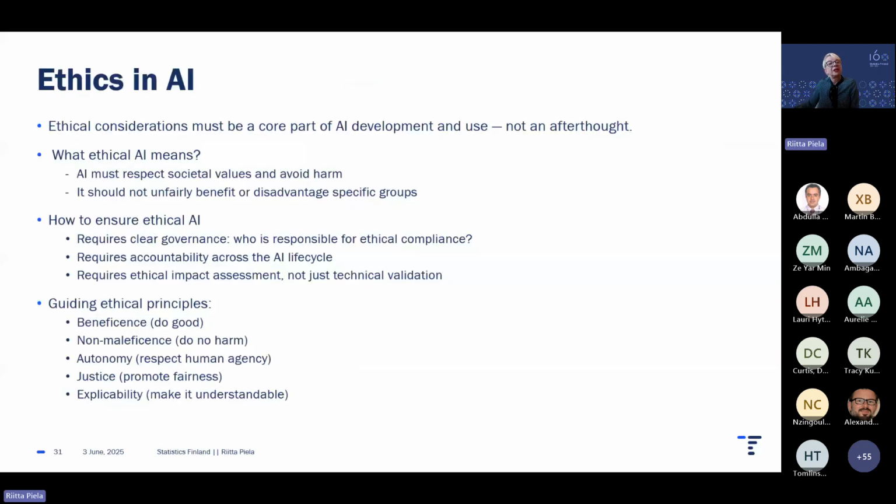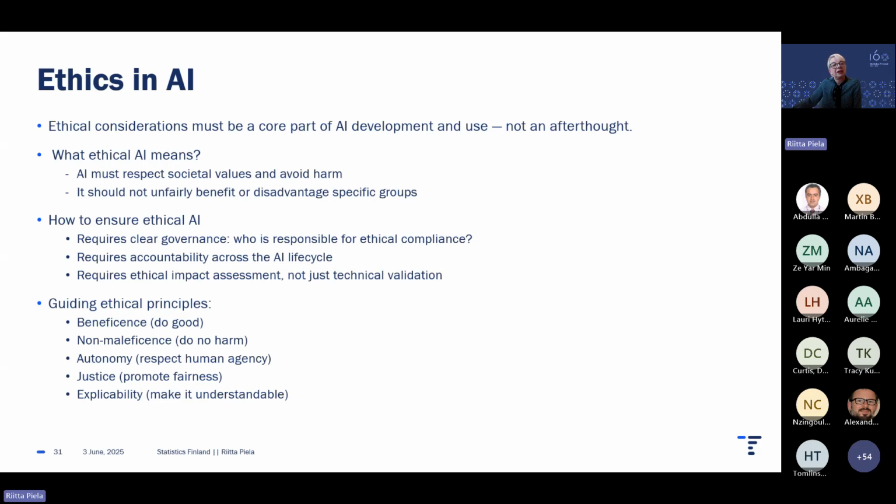Ethical considerations with AI must be a core part of AI development and use, and not an afterthought. And what ethical AI means is that AI must respect societal values and avoid harm, and it should not unfairly benefit or disadvantage specific groups.